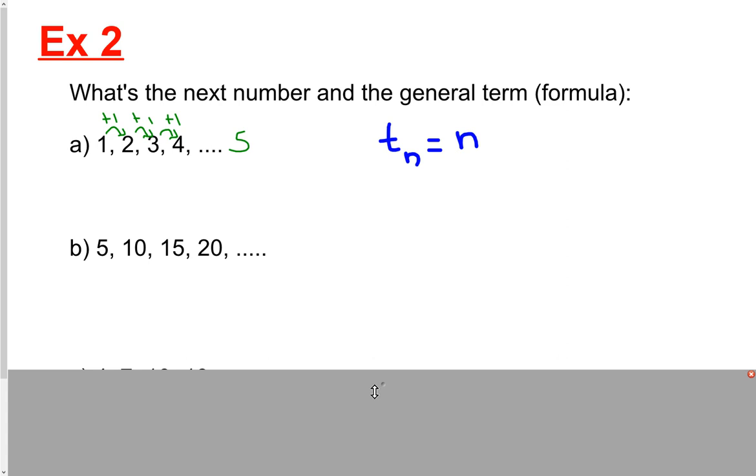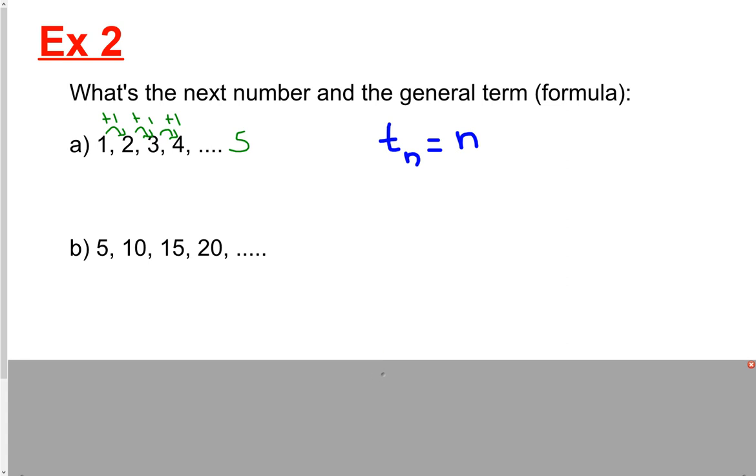Here's my next one. I notice that this one is going up by 5 each time. So that means my next number is going to be a 25.